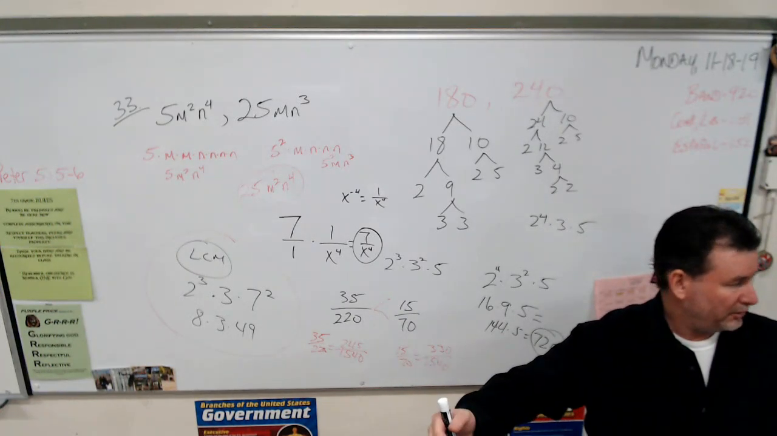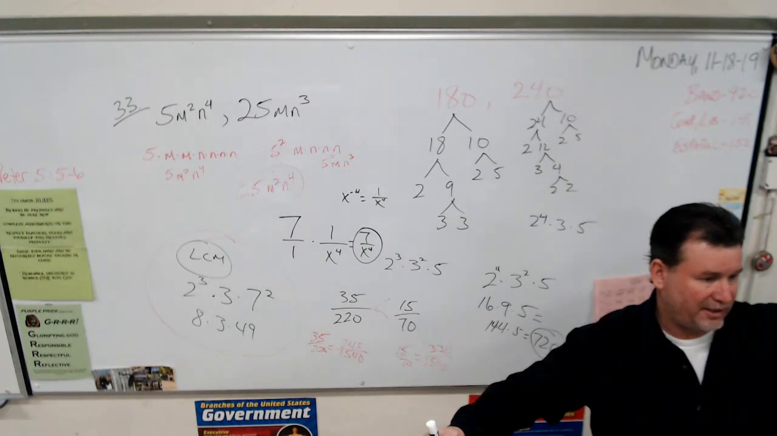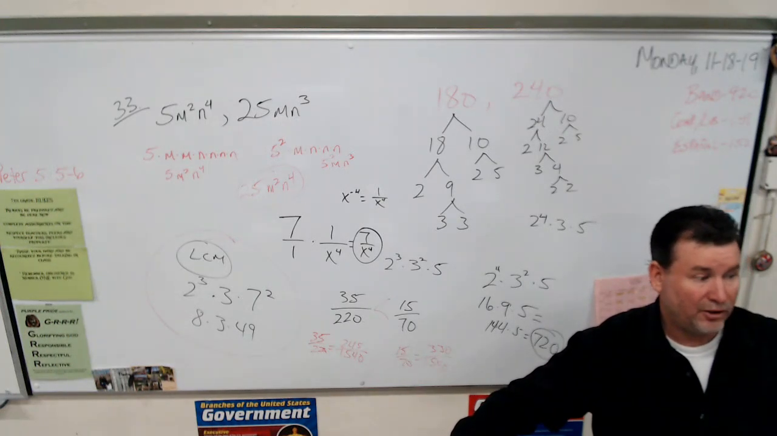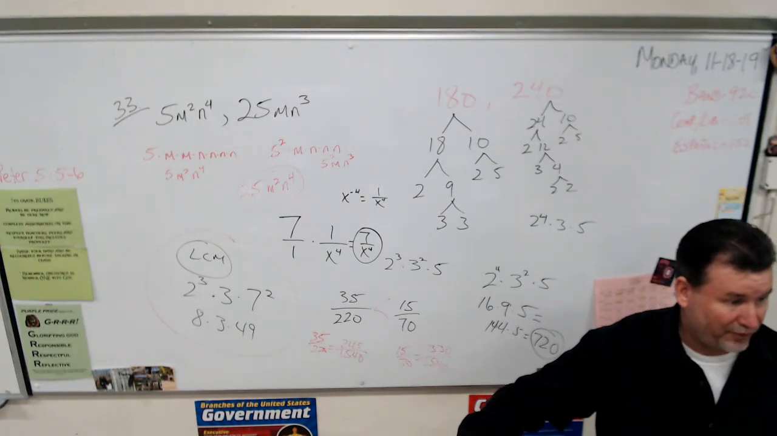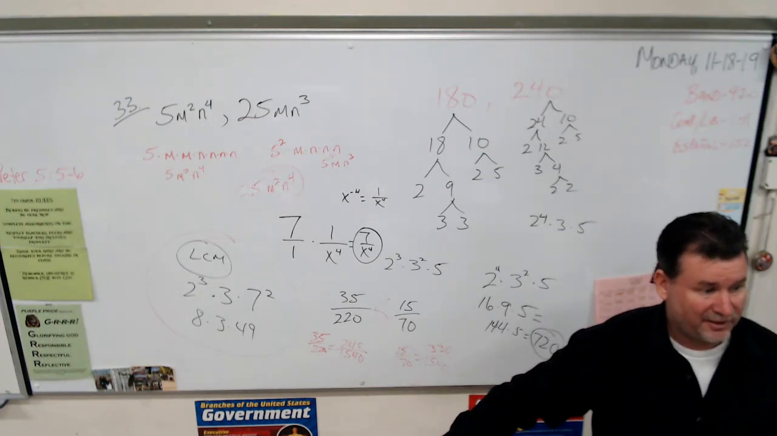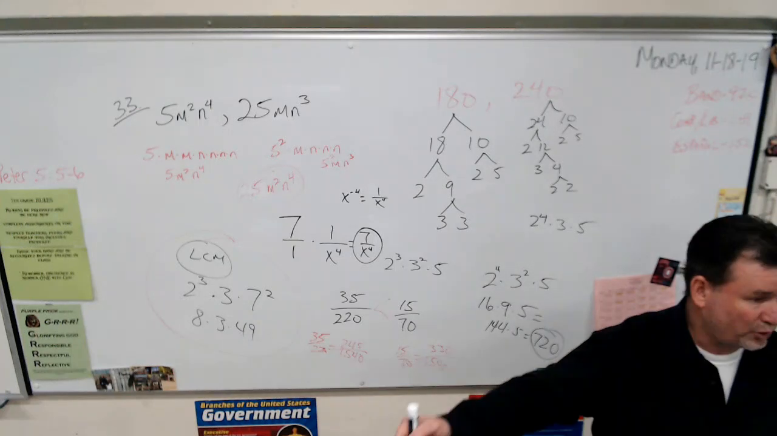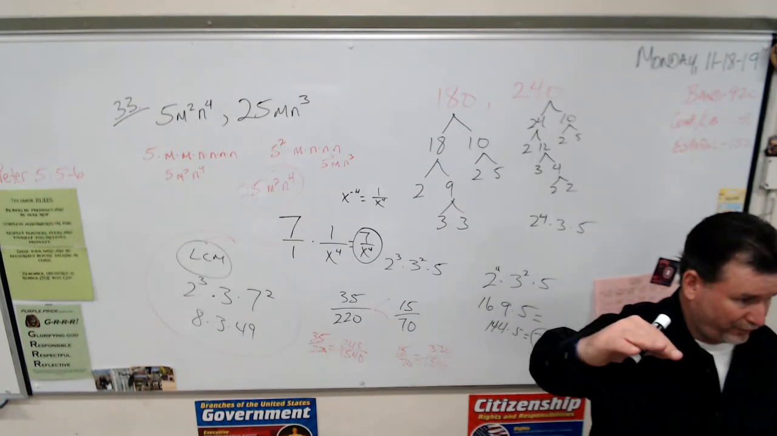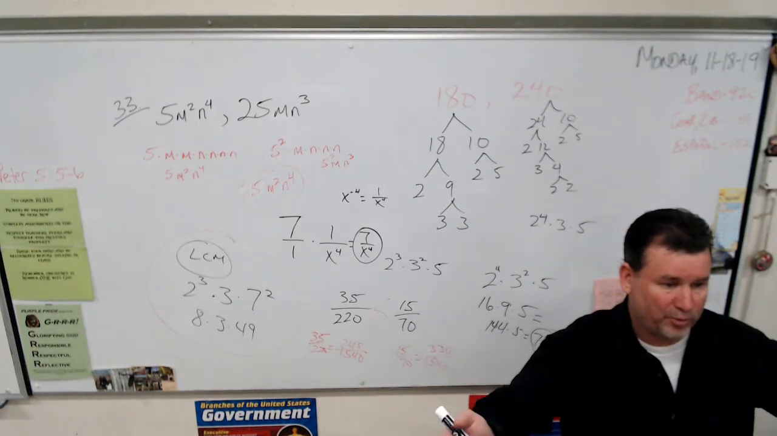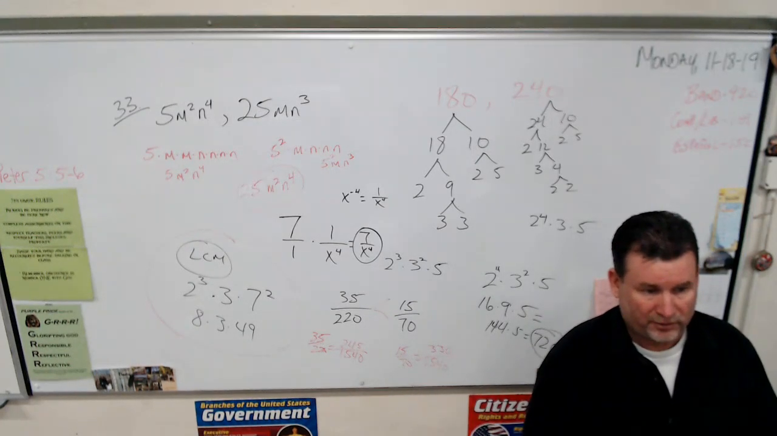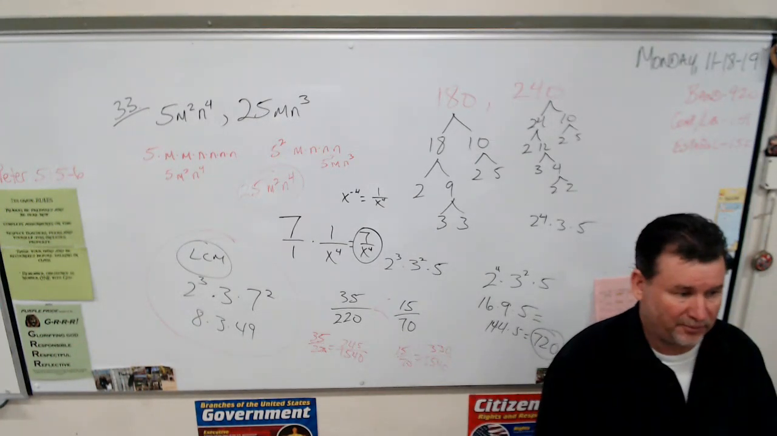Because look, this one's going to go off at 8 seconds, 16 seconds, 24 seconds. This one's going off at 12 seconds, 24 seconds. So the least common multiple is 24. That's when they would both go off at the same time.